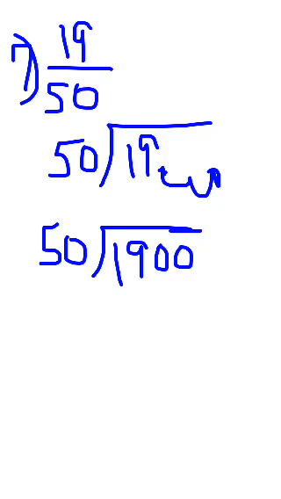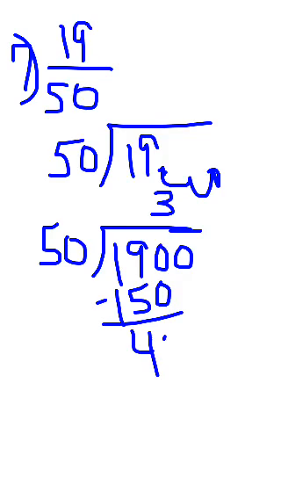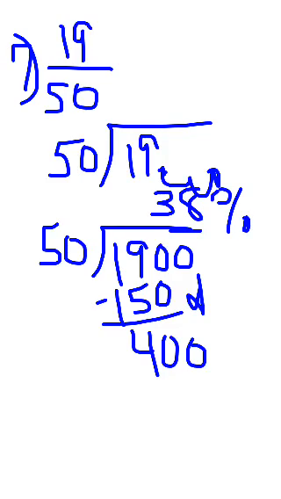To begin, 50 can go into 190 3 times. Bring down your 0. 50 into 400 goes 8 times. Final answer for number 7, 38%.